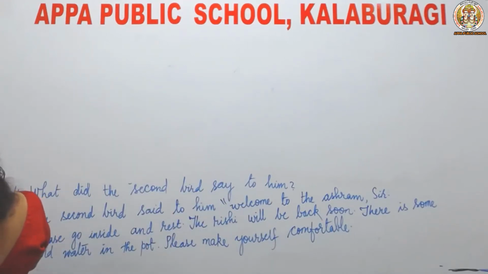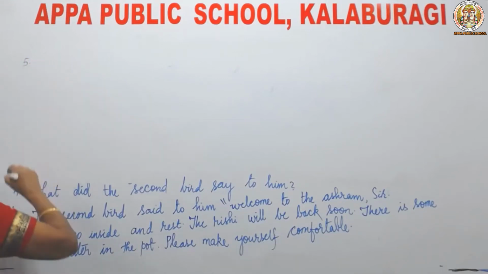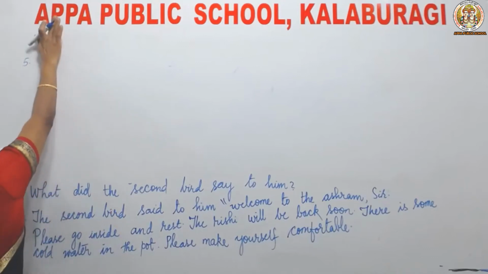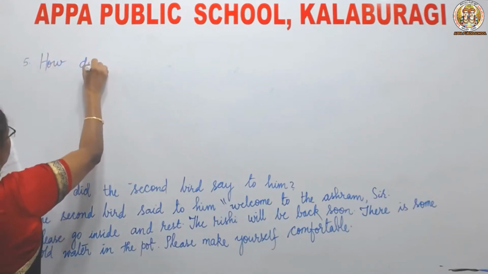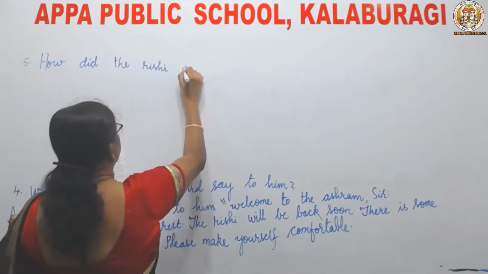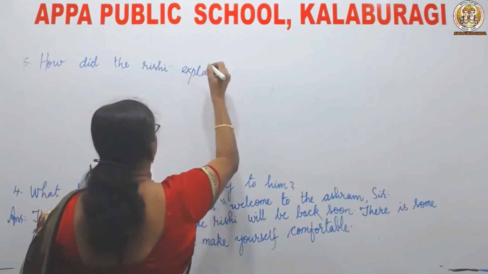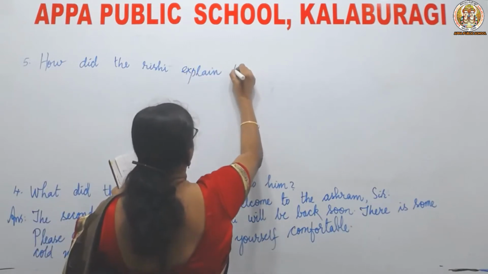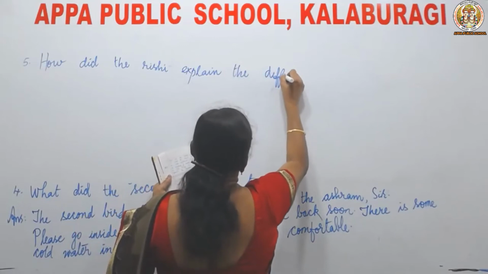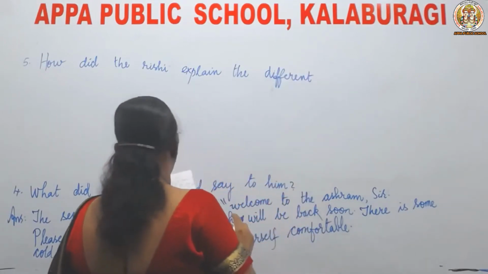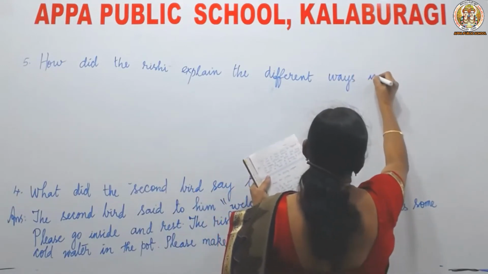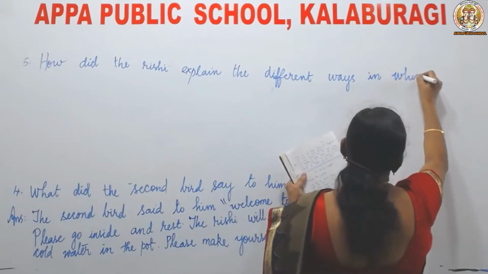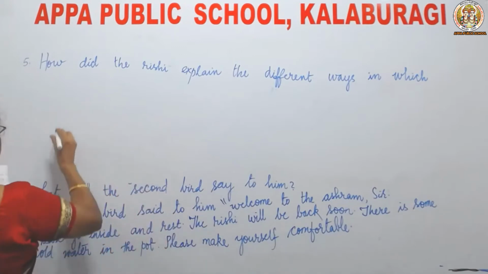Now this is the last question. How did the rishi explain the different ways in which the birds behaved? D-I-F-F-E-R-E-N-T, different ways in which the birds behaved.